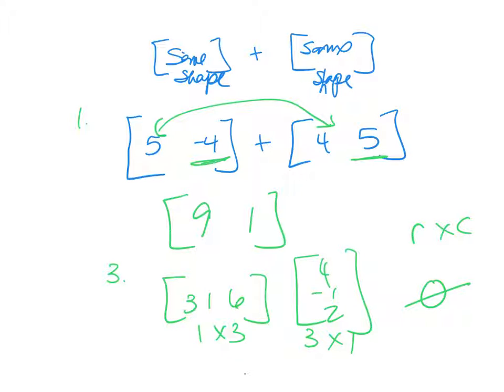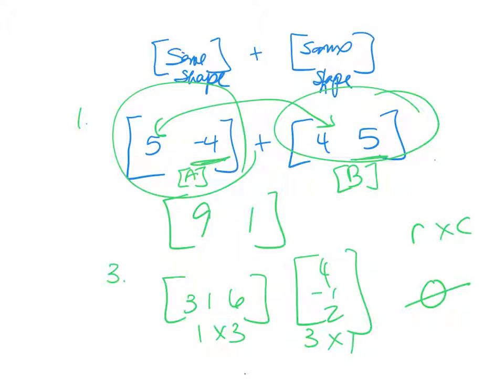All of these can be keyed in your calculator and checked. So it's a different shape. All right, so here, if you put this in as matrix A, and this one in as matrix B, and put it in your calculator as matrix A plus matrix B, you can check your work.